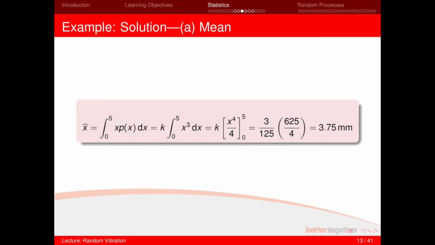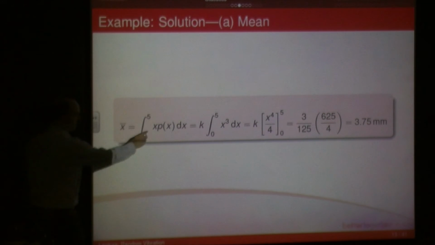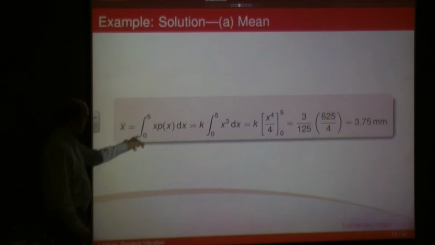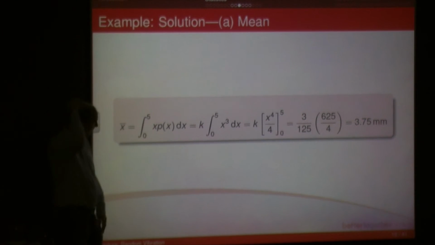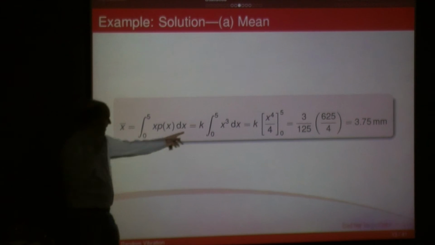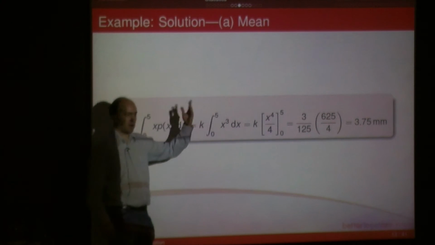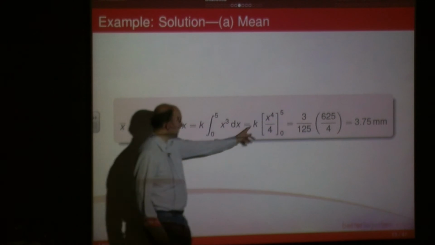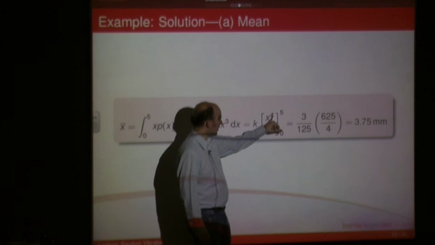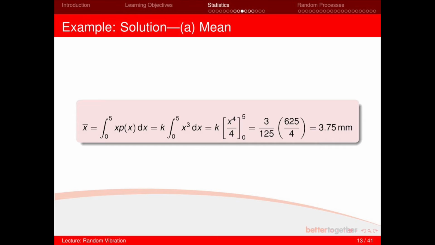To find the mean, you stick in x into this integral. So this is the mean value. You've got your x, p of x in here. So again, we've got x times kx squared, which is our p of x term. The k is a constant, so it comes outside. You've got x cubed in here, you integrate x cubed, you get x to the power of 4 divided by 4 between 0 and 5. Obviously 0 in here is 0. 5 to the power of 4 is 625. And you multiply that by k, you get 3.75 millimeters.